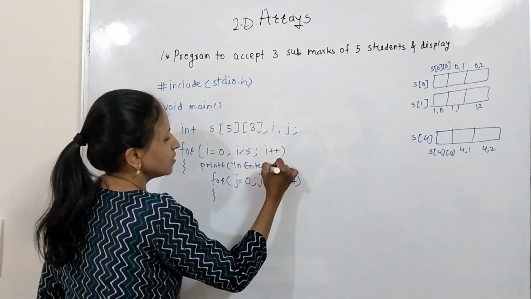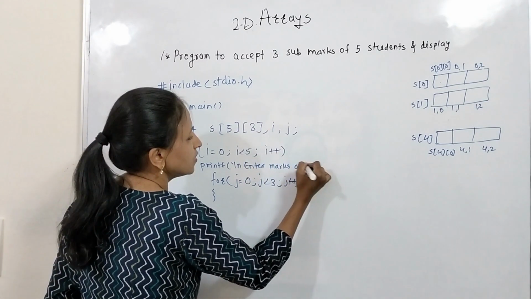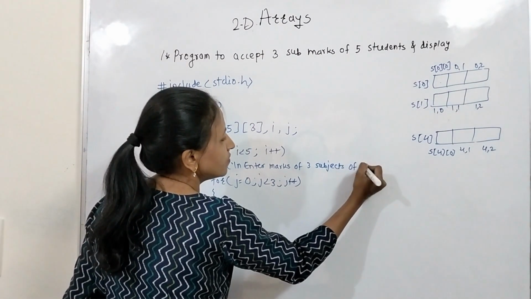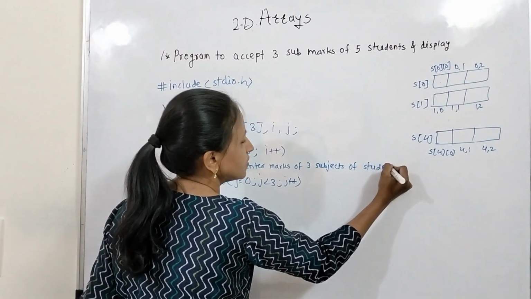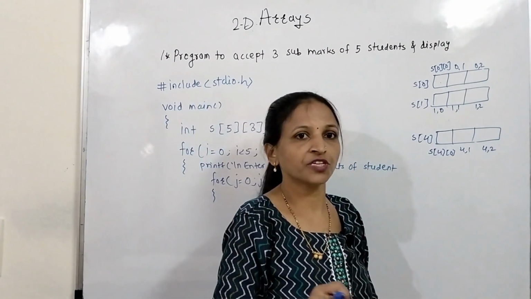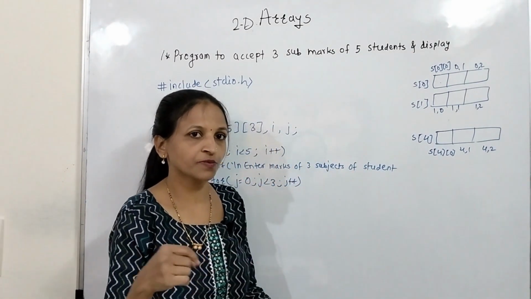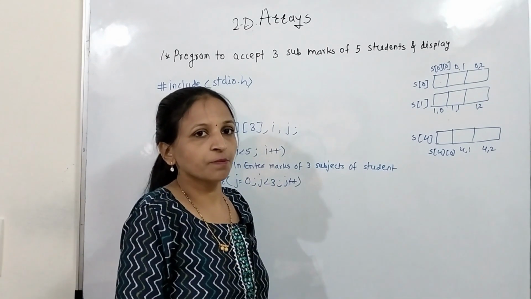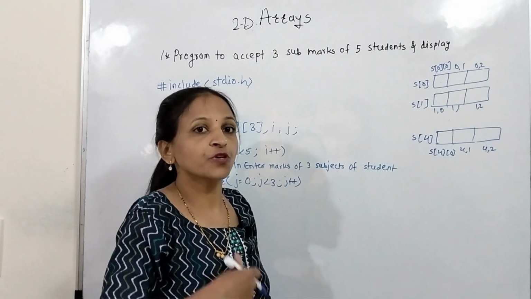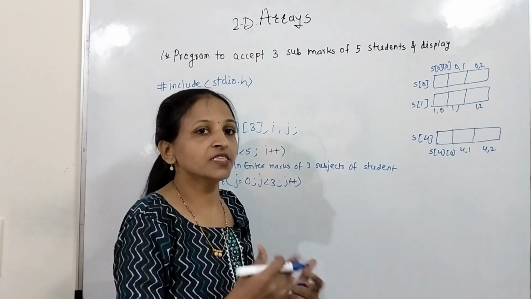First I will give here a message like printf, enter marks of 3 subjects of student. Here I want to display like enter marks of 3 subjects of student 1, then user will enter marks of 3 subjects. Again the same message should get displayed, like enter marks of 3 subjects of student 2, then student 3.